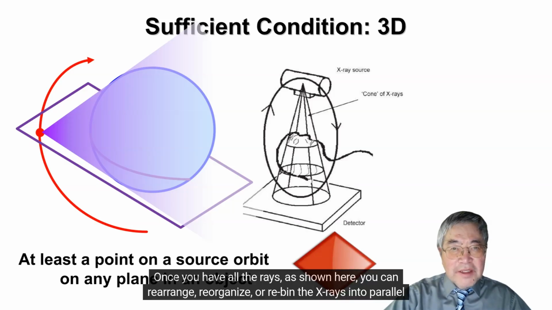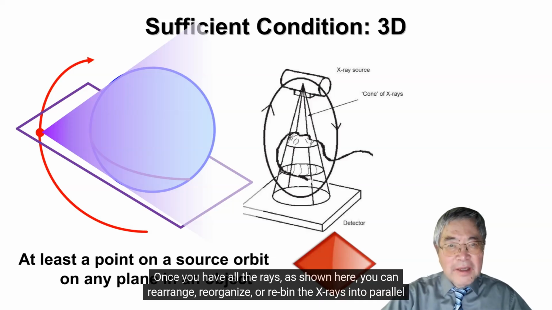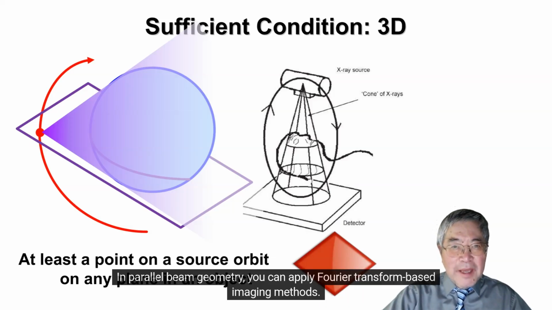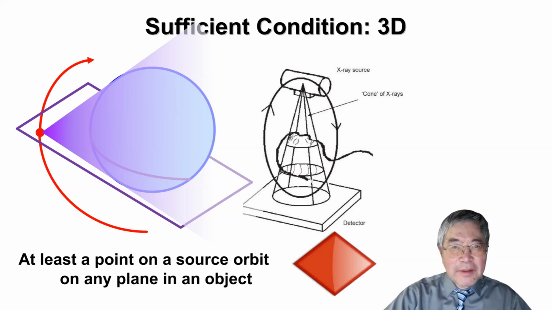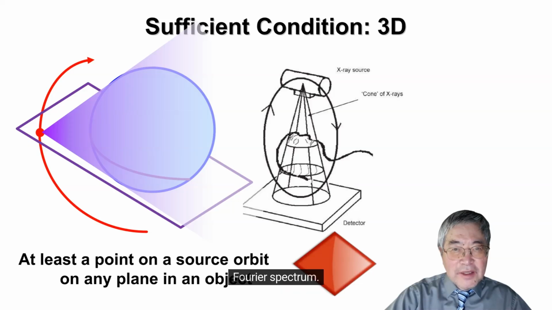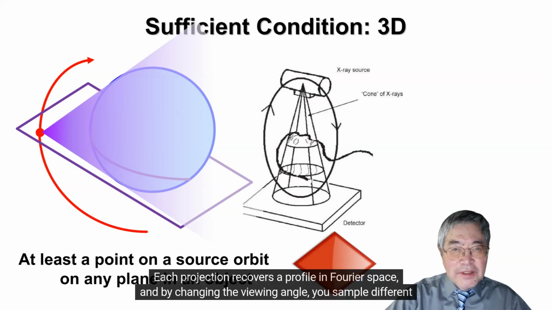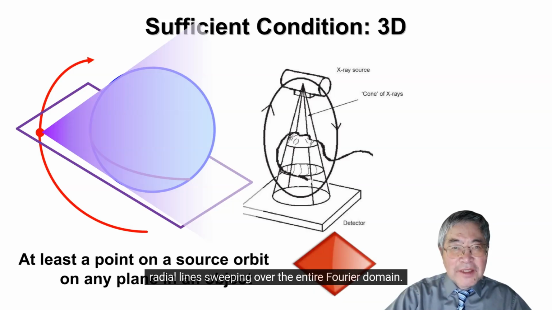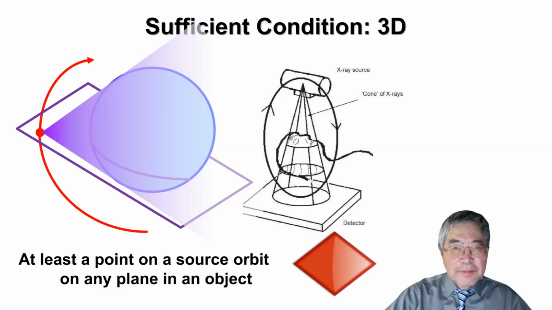Once you have all the rays, as shown here, you can rearrange, reorganize, or rebin the X-rays into parallel beam geometry. In parallel beam geometry, you can apply Fourier transform-based imaging methods. The Fourier slice theorem allows the use of the one-dimensional Fourier transform on projections to recover the two-dimensional Fourier spectrum. Each projection recovers a profile in Fourier space, and by changing the viewing angle, you sample different radial lines sweeping over the entire Fourier domain.